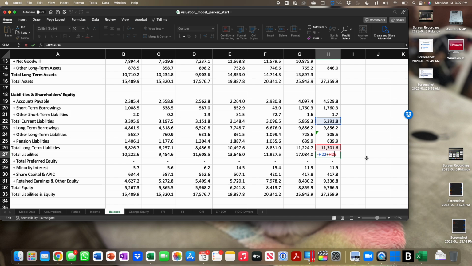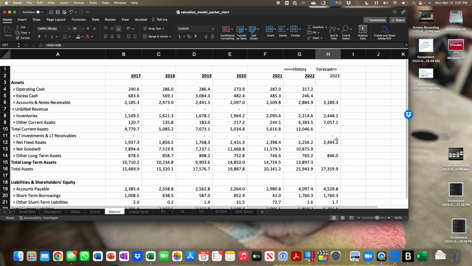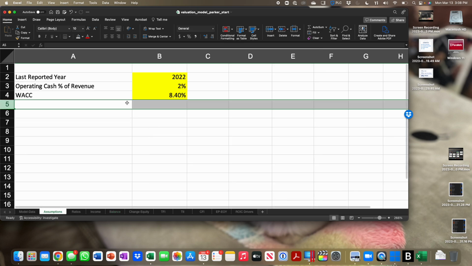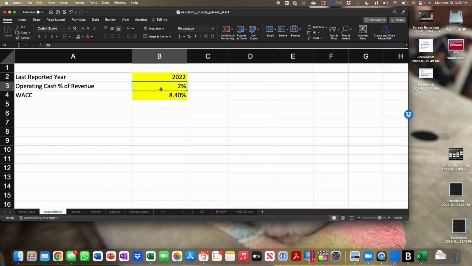Okay? Now, back to the assets. Since I'm going to plug or solve for excess cash, the other two items that I need to make sure, because I got all the other assets, is I need operating cash and I need goodwill. Okay? So let's talk about operating cash in 2023. That's cell H4. On the assumptions tab, you'll see an operating cash as a percentage of revenue here, 2%. You'll notice it's not in the ratios tab.